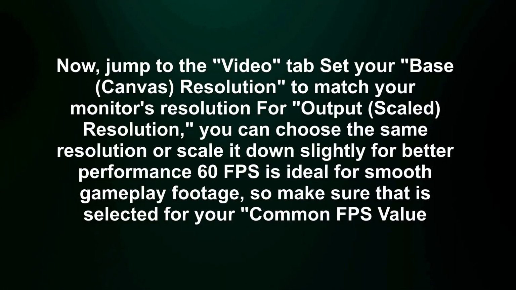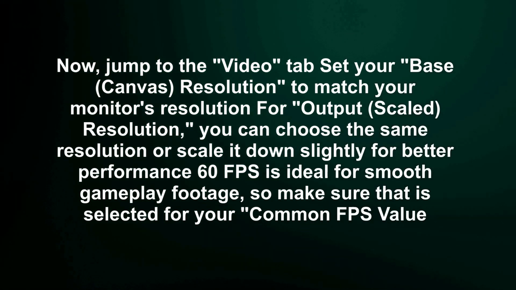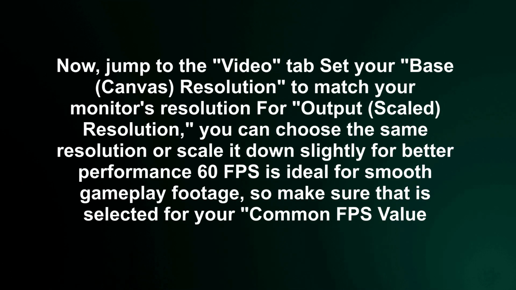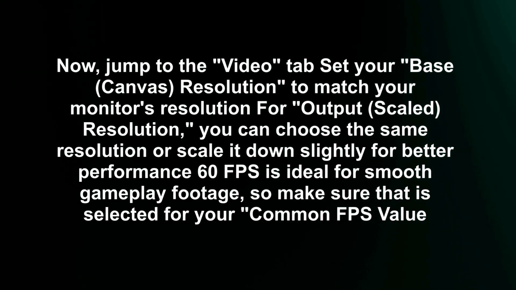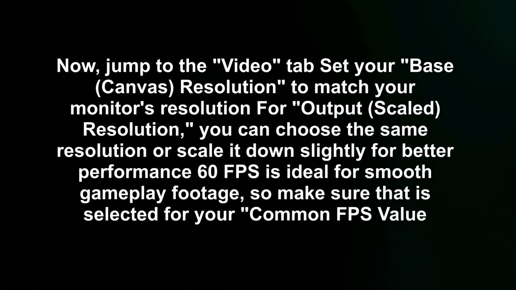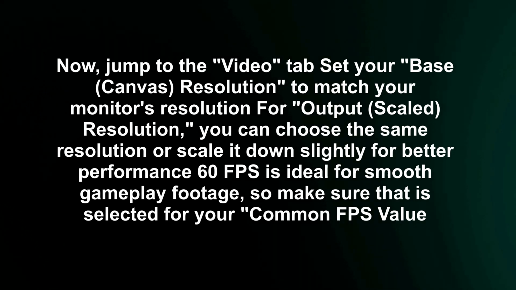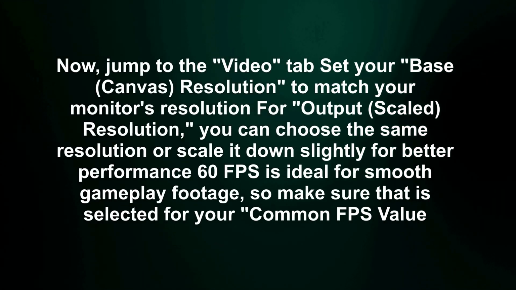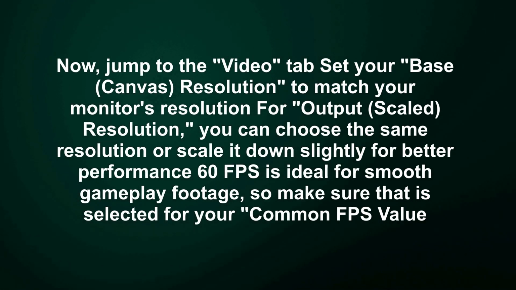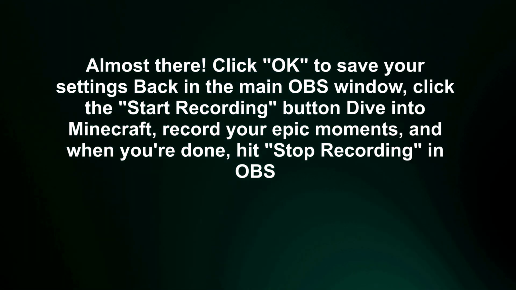Now, jump to the Video tab. Set your base canvas resolution to match your monitor's resolution. For output scaled resolution, you can choose the same resolution or scale it down slightly for better performance. 60 FPS is ideal for smooth gameplay footage, so make sure that is selected for your common FPS value. Almost there. Click OK to save your settings.